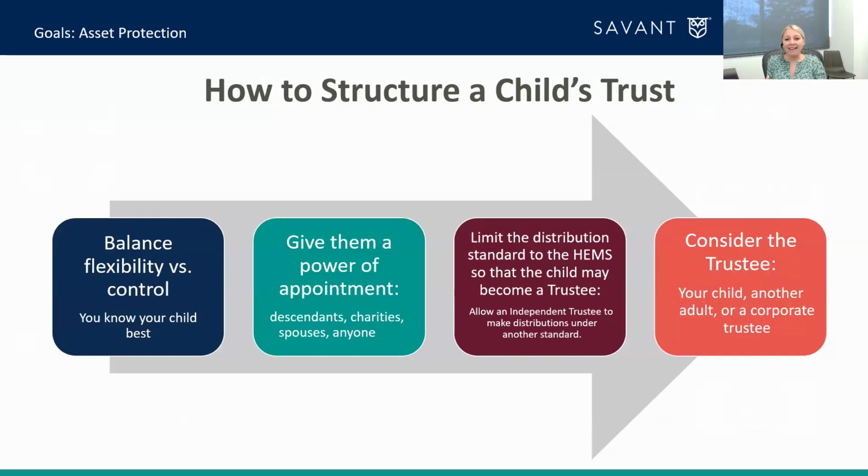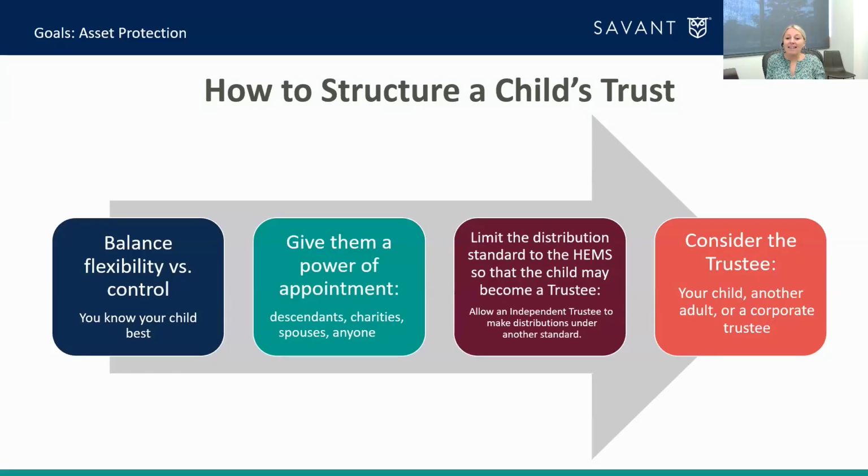And once you've decided that you do want to create these trusts for your descendants, you have a lot of control over how they're structured. You have to think about how much flexibility you want to give your child versus how much control the trustee should retain. You know your children best at this stage of their lives, whatever it is. And again, the good thing about these trusts is they're typically created under a will or a revocable trust, meaning you can change them at any point.